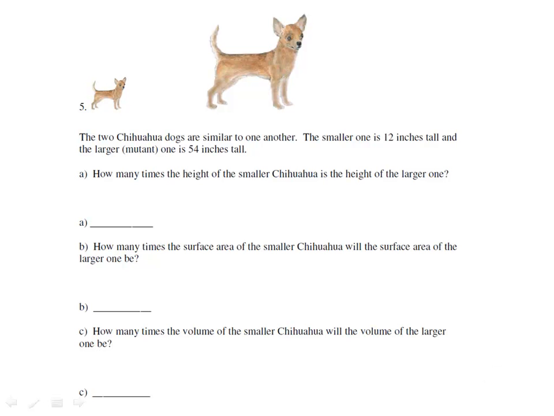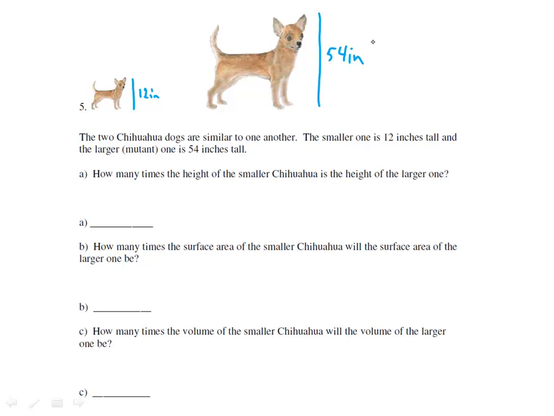Here we are for question number 5. And look at these two beautiful Chihuahua dogs here. They're similar to each other. The smaller one is 12 inches tall, and the larger mutant one is 54 inches tall. He's been eating some pretty fierce tacos here.